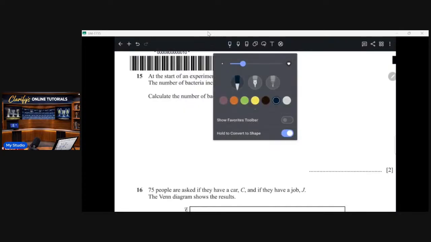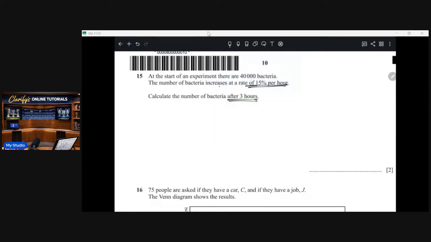Right, now, let's put, okay? If they say the number of bacteria increases at a rate of 15% per hour, you say to me, there is no word which says exponential here. So where do you get exponential? At the start of an experiment, you have 40,000 bacteria. Then the number of bacteria increases at a rate of 15% per hour. Then they say calculate the number of bacteria after 3 hours. What in here says exponential, if they did not say exponential?